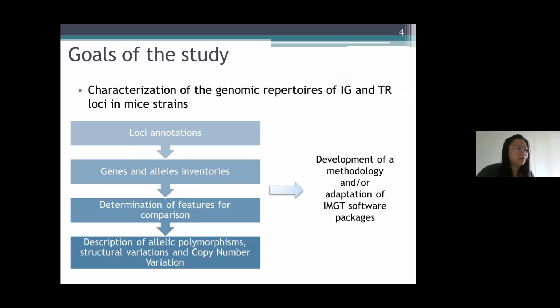As I said in the title, the goal of my PhD is to characterize the genomic repertoire of IG and TR loci in mouse strains. The first step is to annotate the loci. Then we'll do a gene and allele inventory. Then we'll determine the features for comparison of strains. And then we will describe allelic polymorphism, structural variation, and copy number variation. For that, we'll develop a methodology or adapt IMGT software packages that already exist.